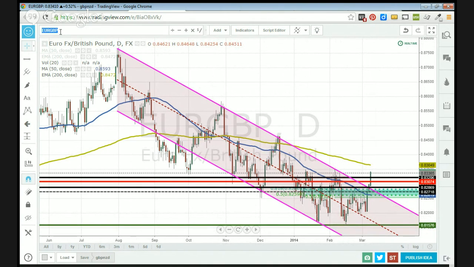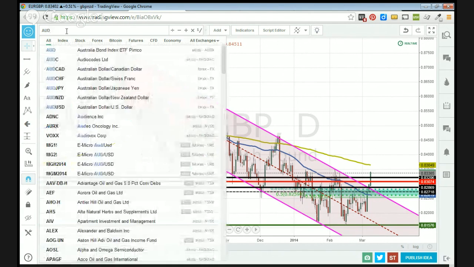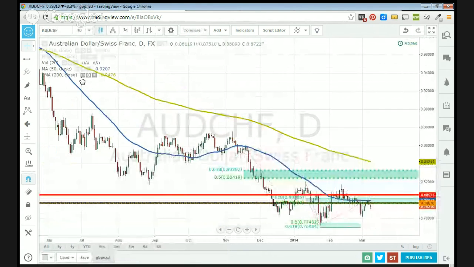I also have on an Aussie Swiss. Okay, this is a little more encouraging. I went long at this, or excuse me, I went short at this line here. Stop at this red line here. So we got some reversal candlesticks off the 50 moving average, and now we're headed back south. Looks like it, at least.